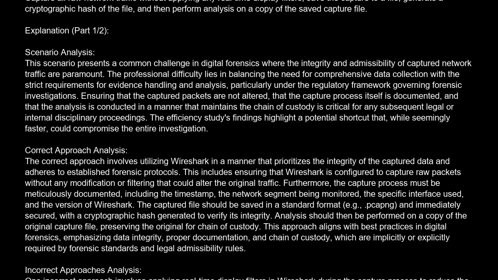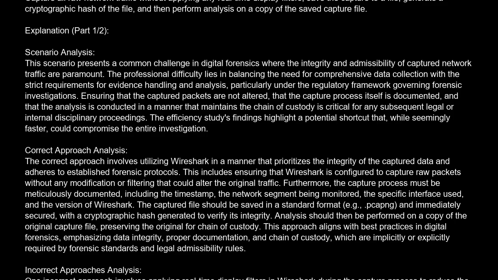Ensuring that the captured packets are not altered, that the capture process itself is documented, and that the analysis is conducted in a manner that maintains the chain of custody is critical for any subsequent legal or internal disciplinary proceedings. The efficiency study's findings highlight a potential shortcut that, while seemingly faster, could compromise the entire investigation. Correct approach analysis. The correct approach involves utilizing Wireshark in a manner that prioritizes the integrity of the captured data and adheres to established forensic protocols.